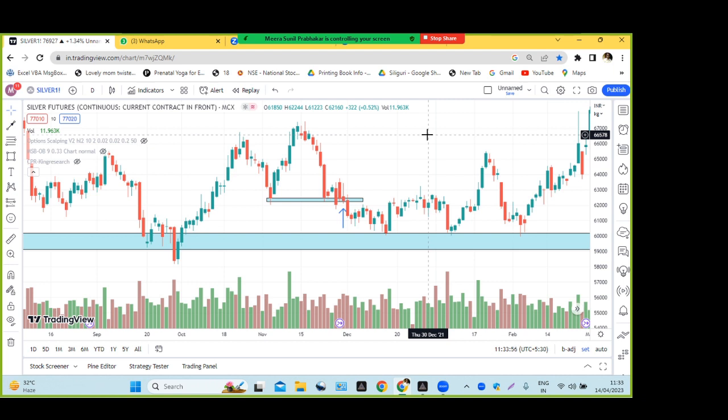Does the color of this shooting star also matter? No. The location of that shooting star matters. What I'm saying is, the location means at what place it is appearing. So imagine if you are buying a shop in a mall.